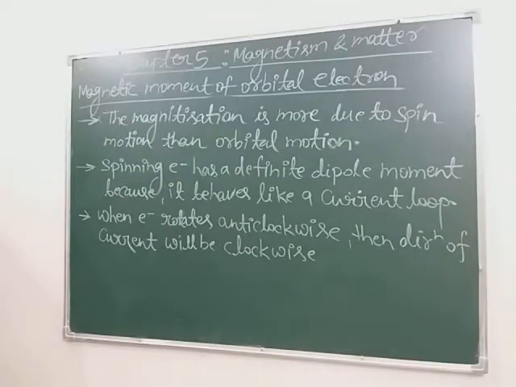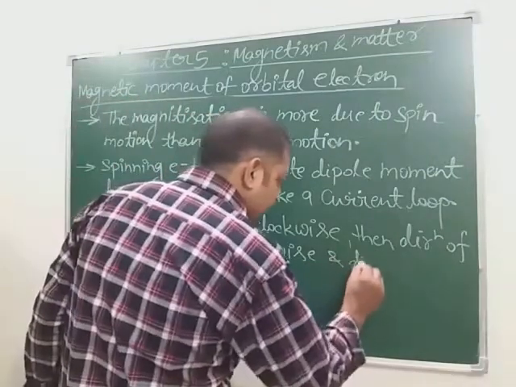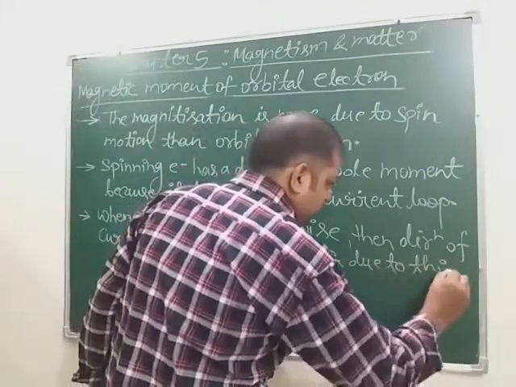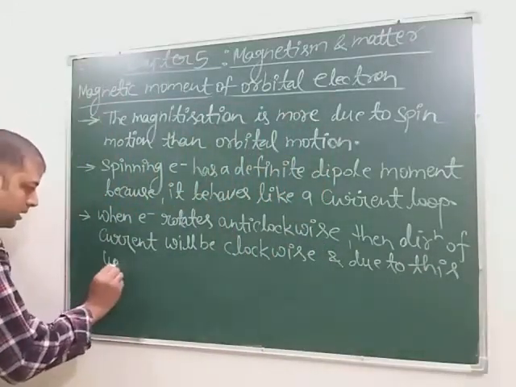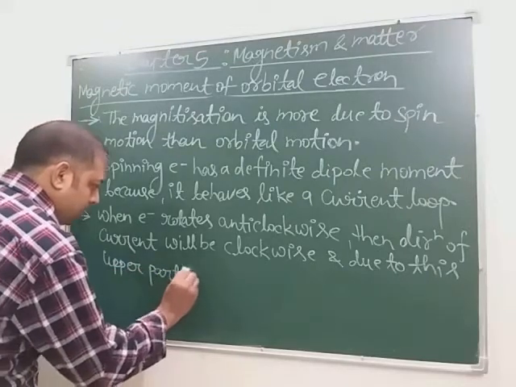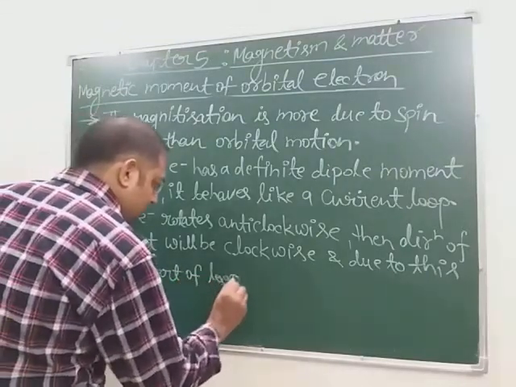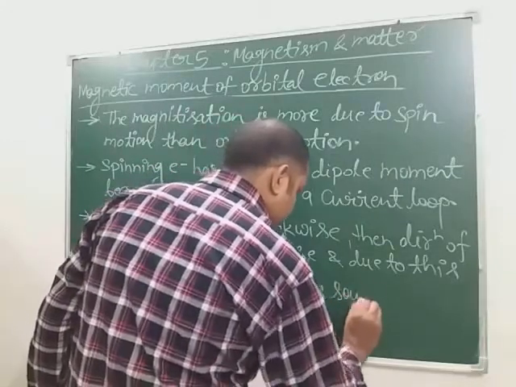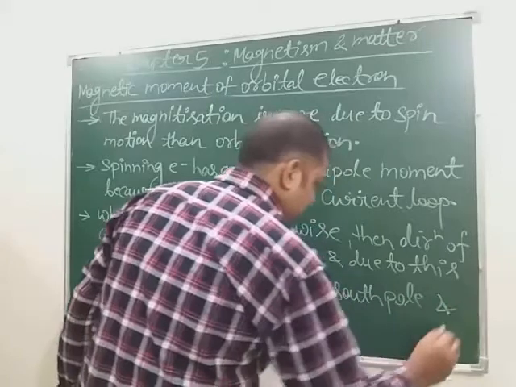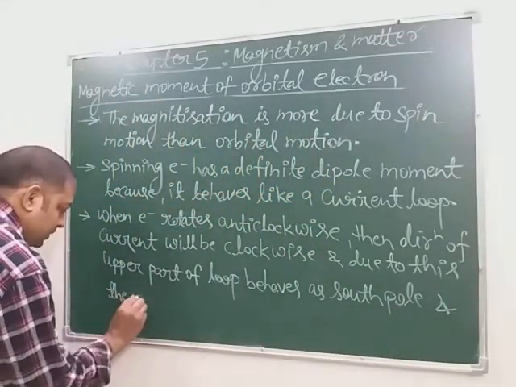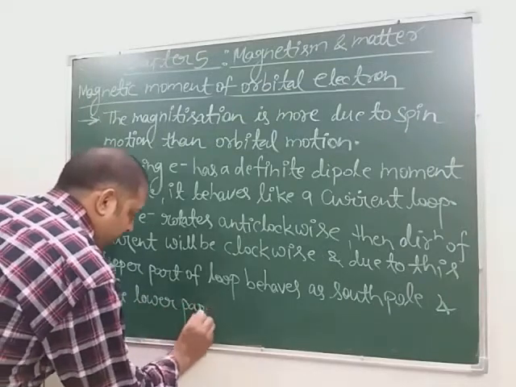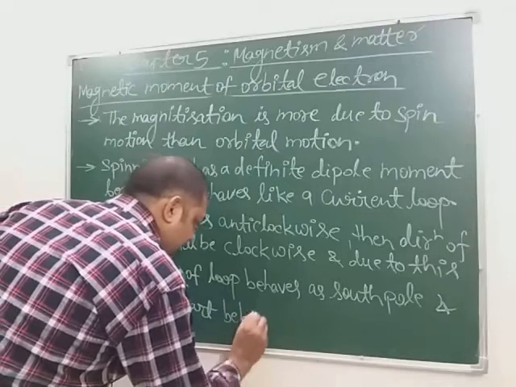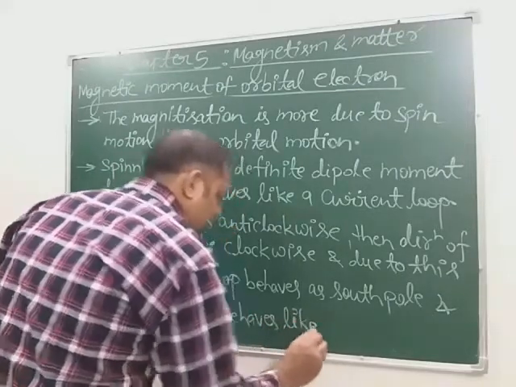Write down this point, very important. Direction of current is clockwise, and due to this, the upper part of the loop behaves as south pole and the lower part behaves like north pole.